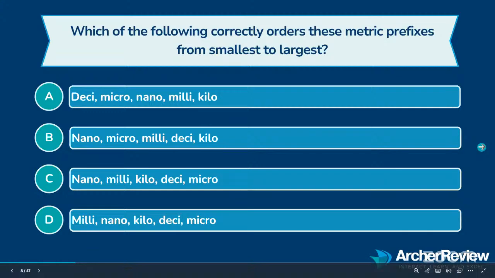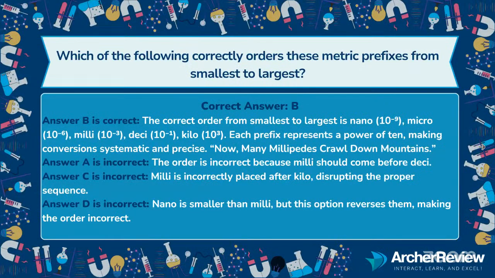All right, let's see what we got. Answer B. And for those of you that put your answers out there, I think everyone got that correct. Remember that if we're going from smallest to largest, we had that silly statement, "Now many millipedes crawl down mountains." I literally envision millipedes crawling down a mountain to help me remember that. So keep that in mind.